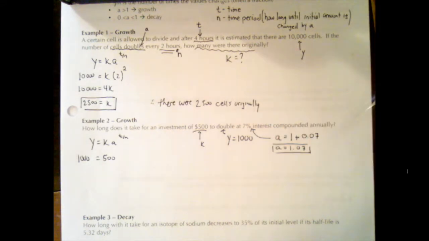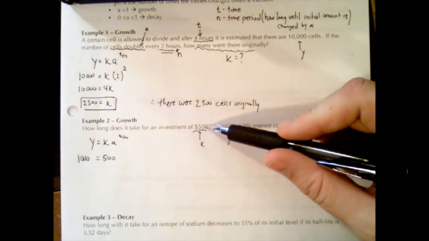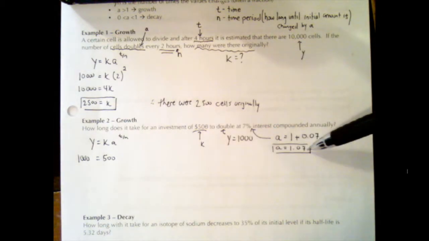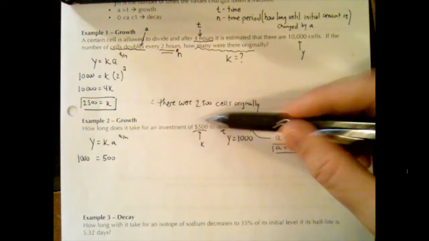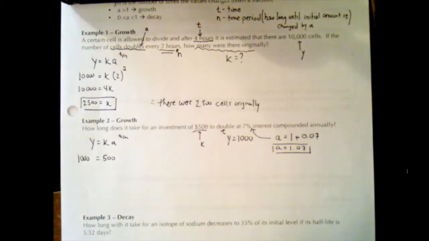Why is it 1.07? Well, for it to be growth, we need to be a value bigger than 1. Multiplying any number by 1 gives us our original amount back, so that would be our original amount of 500. Multiplying by 7% will give us how much we're going up by each year. So multiplying by 1.07 will give us the original 500 plus how much we're going up by 7% each year.